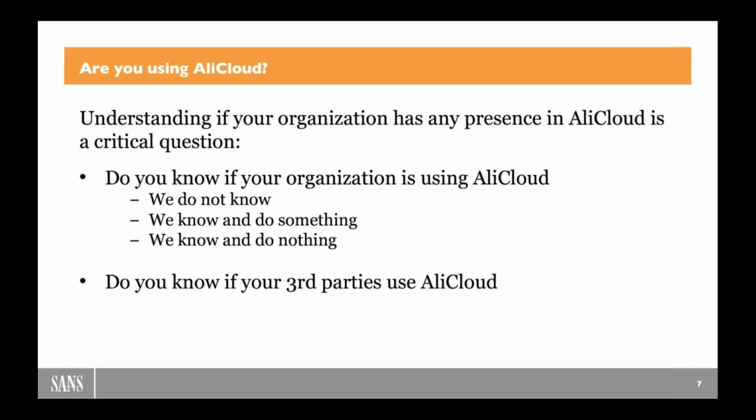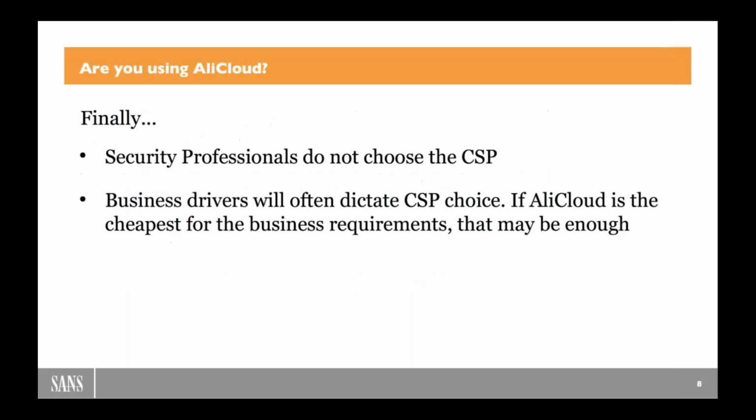And then the last question is around third parties. If you're fortunate enough to have third-party security assurance functions, this can really help. But if you purchase a solution that's hosted by a vendor, and that vendor is using AliCloud, are you vetting these, and how are you going about it? How would you know what good looks like? So there are some useful questions there.